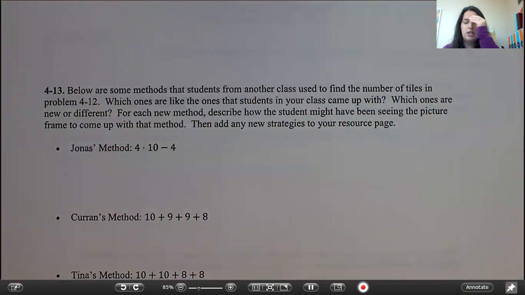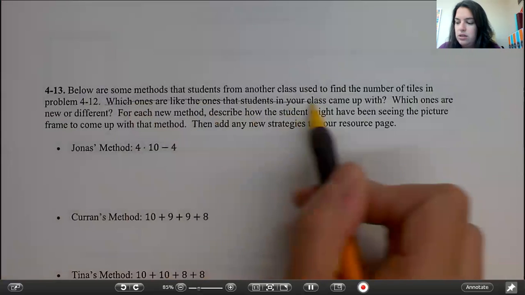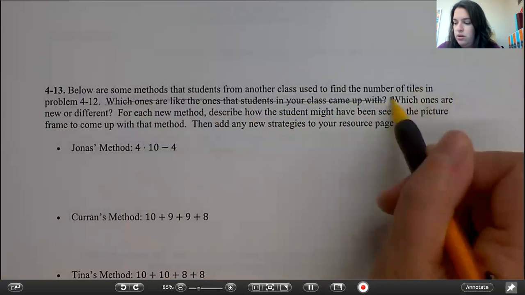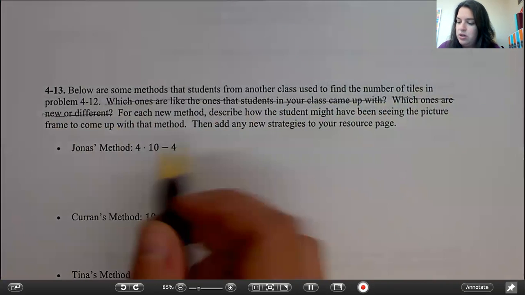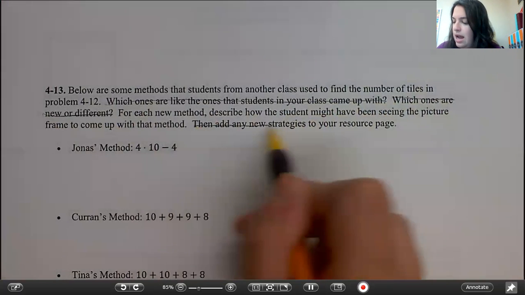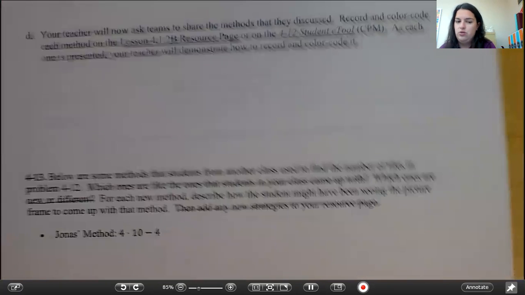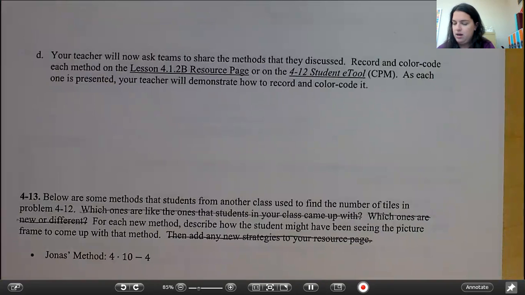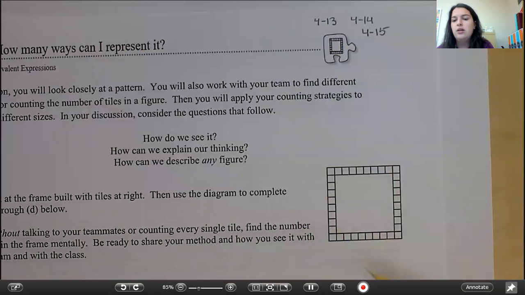So I'm going to kind of change your directions around here a little. We did not do this in class, so we don't know any that your class came up with. We don't know which ones are new or different. For each new method, describe how the student might be seeing the picture frame. You do not have to add it to your resource page. So what you are doing here is you are going to go back to the pattern in question 412. You're going to try and figure out how many tiles are in this frame right here without counting them.